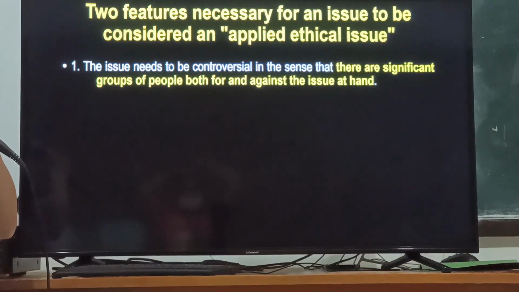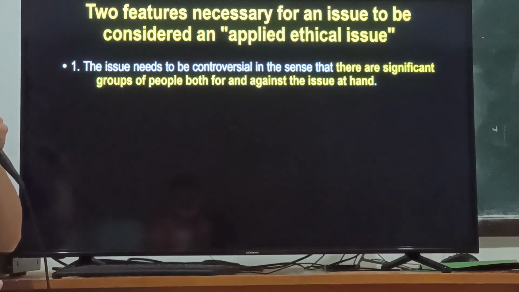For example, poverty. Poverty is not an ethical issue at all. But are we going to help the poor? Now poverty becomes an ethical issue. Should the government help the poor? Yes or no? Or should the Philippine government continue the four Ps, or giving out cash subsidy or financial aid to the poor? Should the government continue that? Now that becomes an ethical issue.